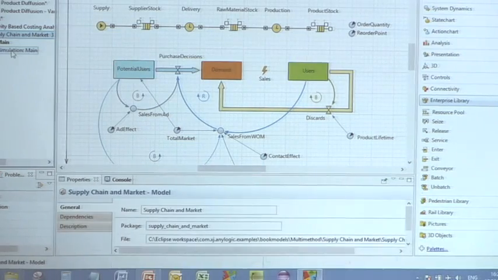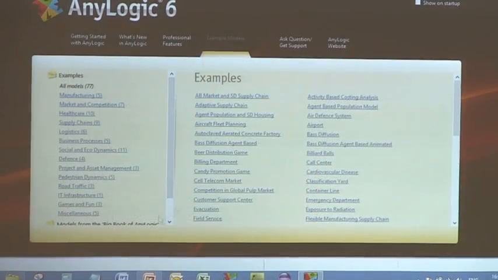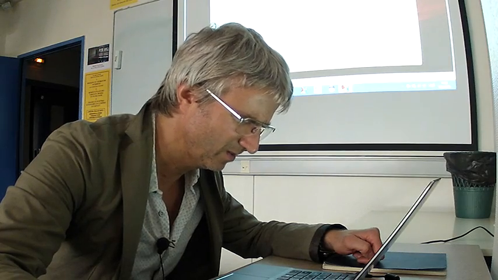So supply chain and market model. By the way, all these models can be found here. Models from the big book of AnyLogic. Multi-method modeling. And these are all these example models.